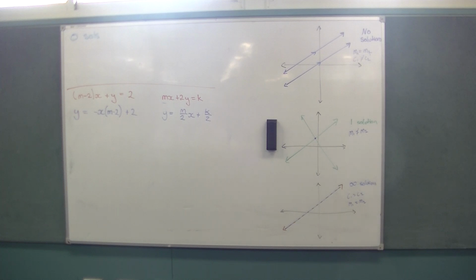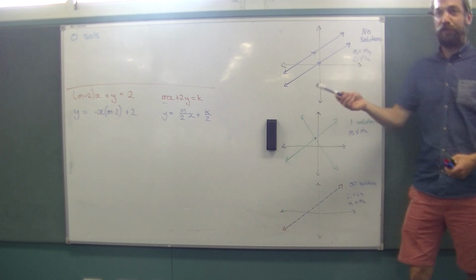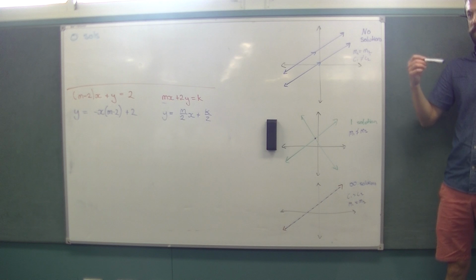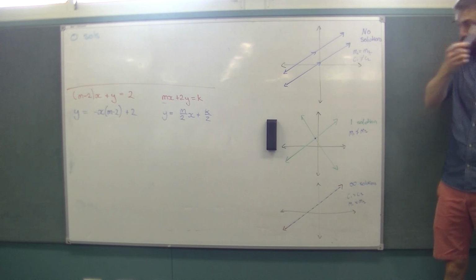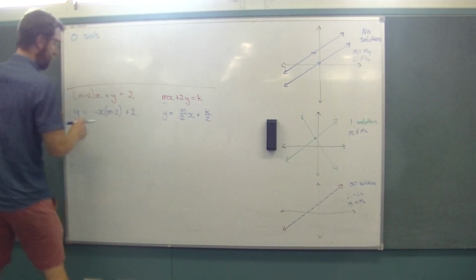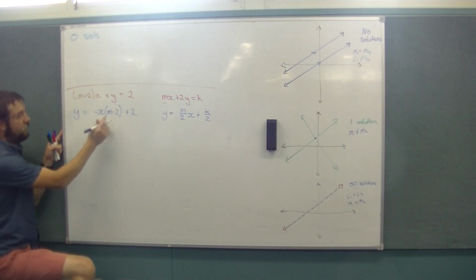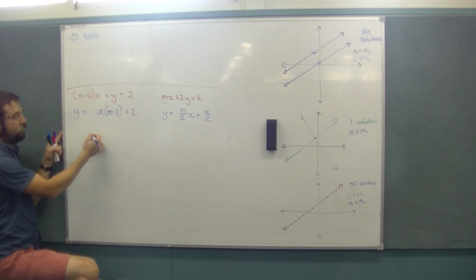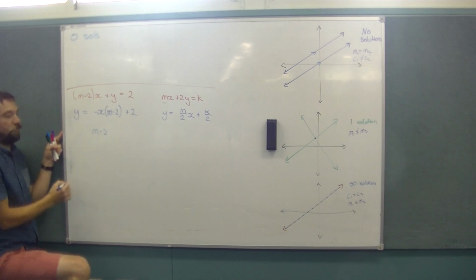Okay, so, you've got the right first step. What are we trying to prove here for there to be no solutions? That the gradients are the same. So what's the gradient of the first line here? It's m minus 2. No, it's negative m minus 2.